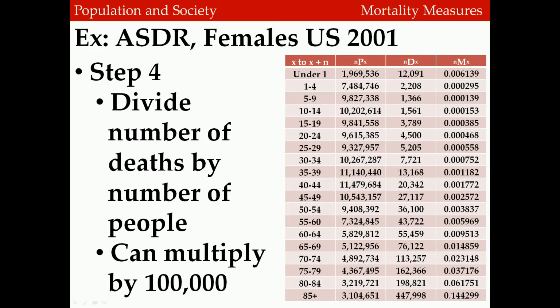Now, as it appears in the table, this death rate has not yet been multiplied by 100,000. So we can do that. We can multiply each of those by 100,000, and that would give us the rate of mortality per 100,000 population.